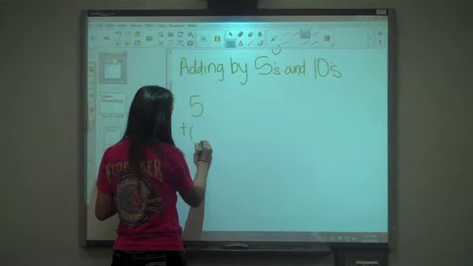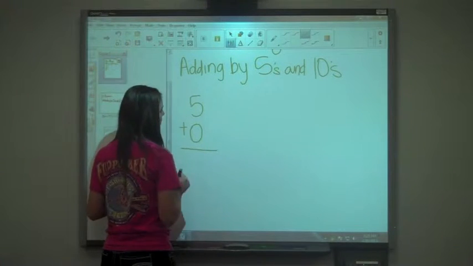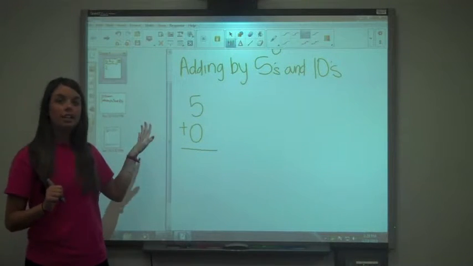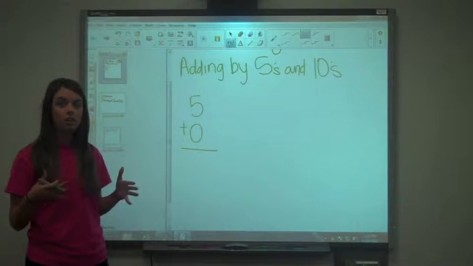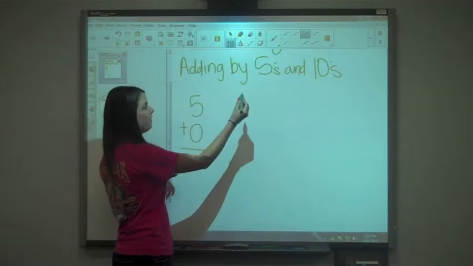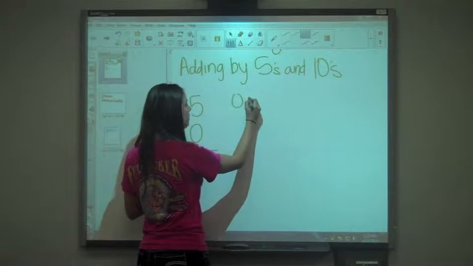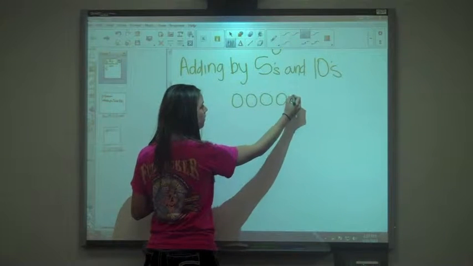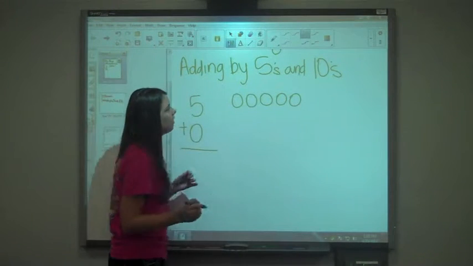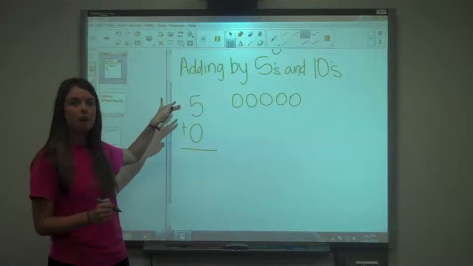5 plus 0. Now, in order to get how much 5 plus 0 equals, we're going to draw it out so it's easier to understand. 5. So we're going to do 1, 2, 3, 4, 5. These 5 circles represent the top number.